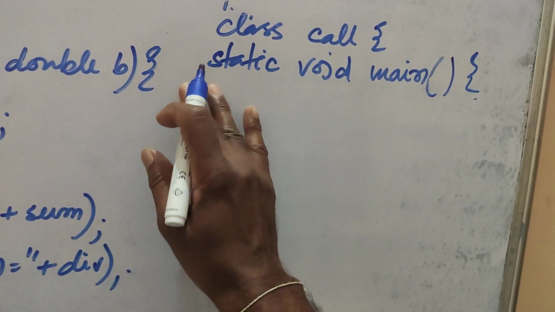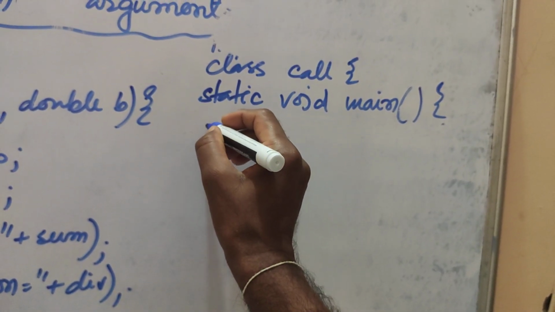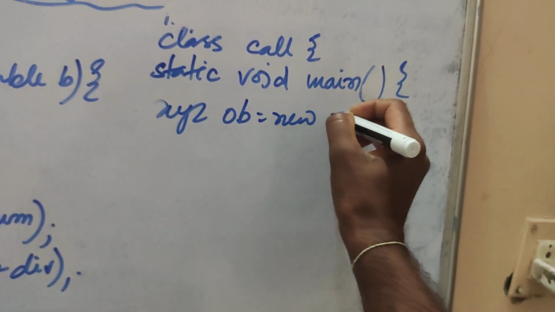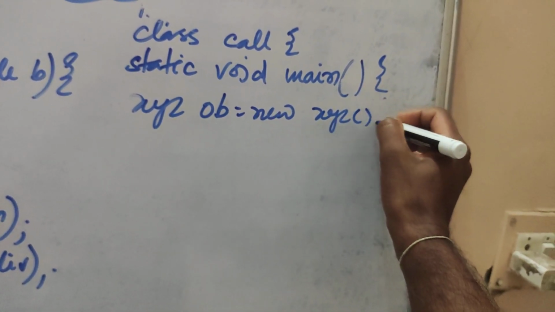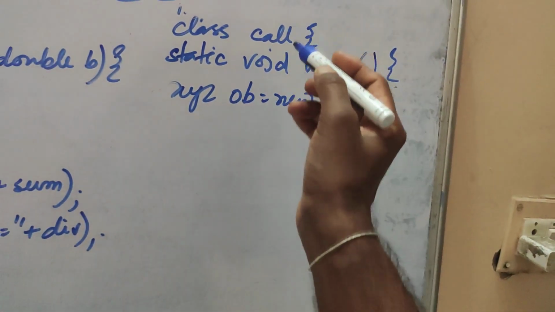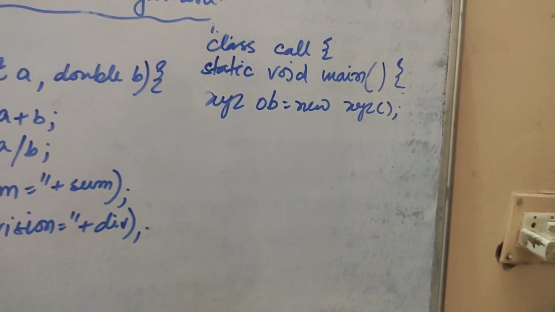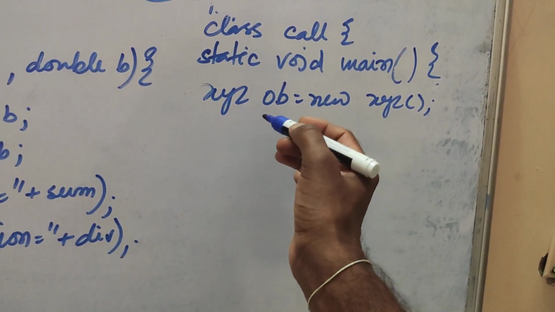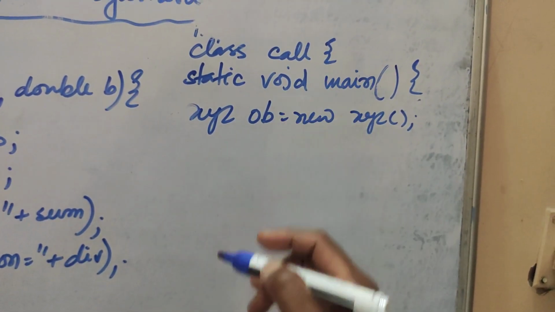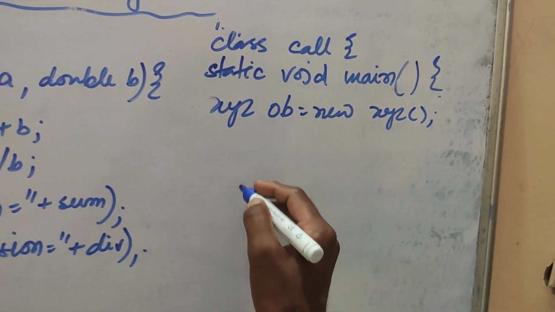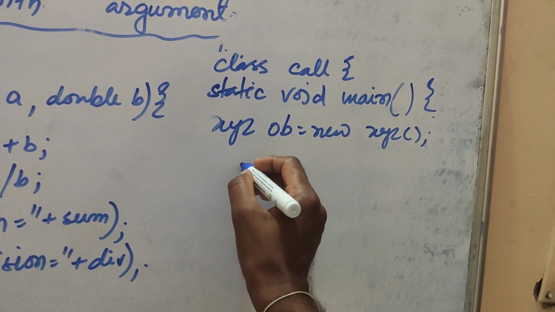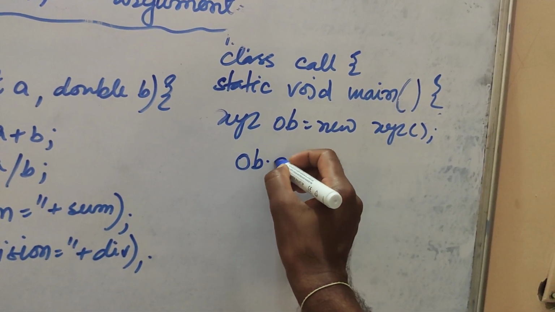Here also, object xyz ob equal to new xyz. Oh, before, I think I have not created the objects. You have to create the object also. When I was writing by using scanner, maybe by mistake I forgot to write the xyz ob new xyz object name. That you also need to get. Then just ob dot abc.